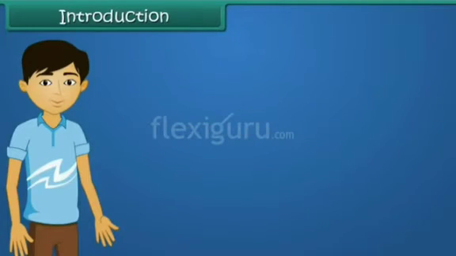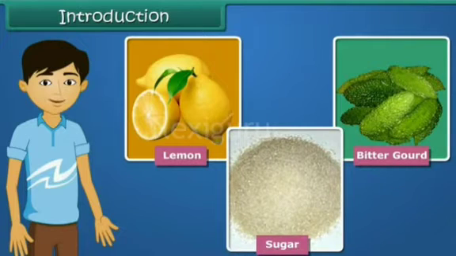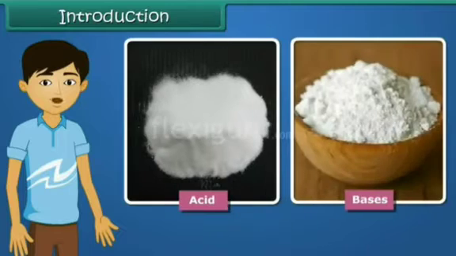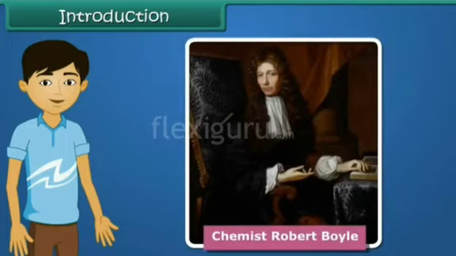Introduction. Hello students, we have lemon, bitter gourd and sugar. Some of these foods taste sour, some taste bitter, some taste sweet and some are salty. The sour, bitter, sweet and salty taste of foods arises due to the presence of acids, bases and salts in them. In the 17th century, chemist Robert Boyle first labeled substances as acids and bases. In this lesson, you will study about the properties of acids, bases and salts.